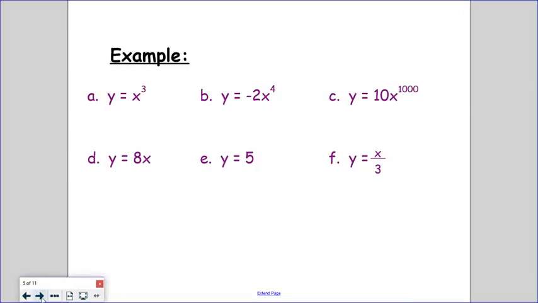All right, so take a second and work through these 6 examples. You may want to talk at your table, especially about maybe letter D, but especially about letter F. See if you guys can get through those. I'll give you a minute to work on those, and then we'll go through answers.